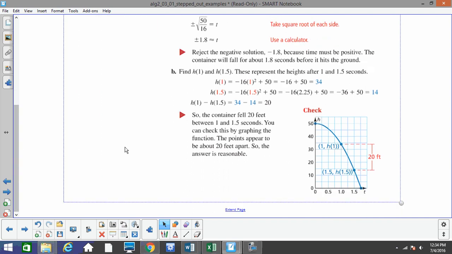And that is a reasonable answer. You always want to check yourself at the end going, does that seem reasonable?